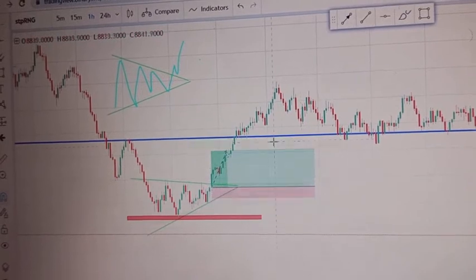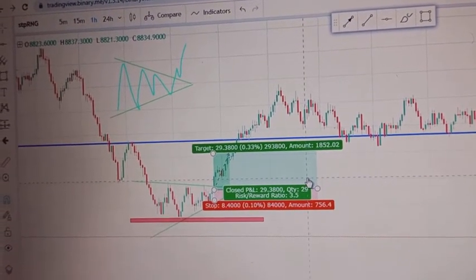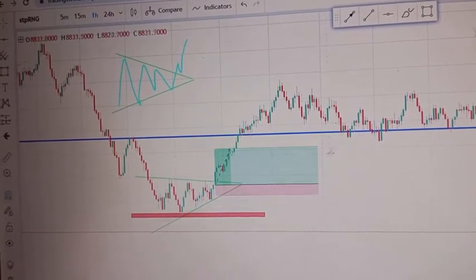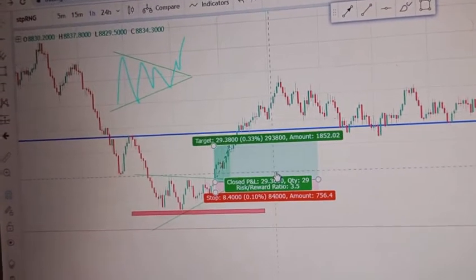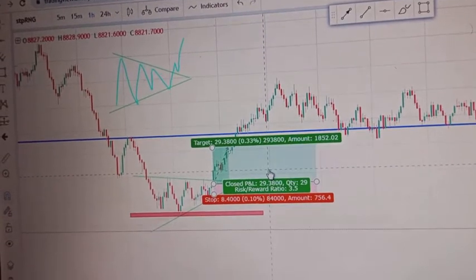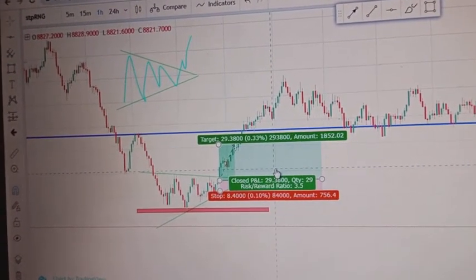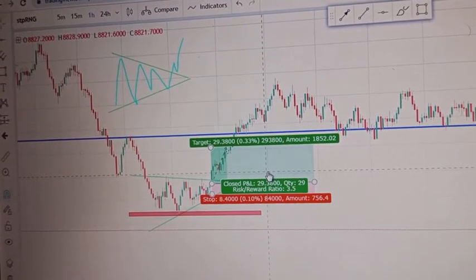So, without wasting much more time, let's dive into the last pattern of the day. There are so many patterns, but I just want it to be brief. So let's move to the last pattern, which is head and shoulders.